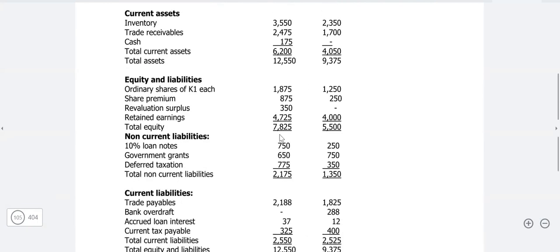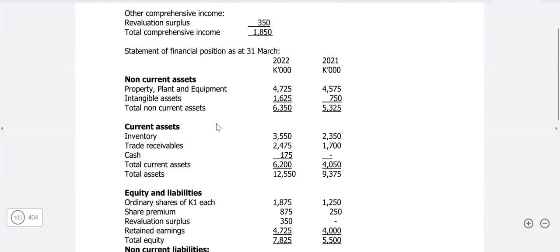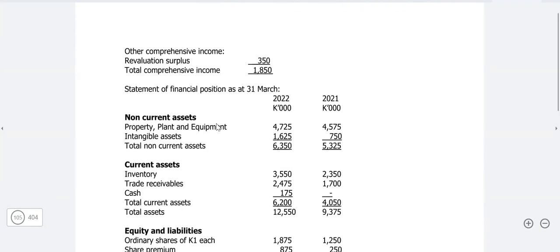So then we have the statement of financial position. Within the statement, we have the other comprehensive income as well, which is the revaluation surplus. And then in the statement of financial position, property, plant, and equipment: we see there is an increase. And then we have the intangible asset. We see there is an increase.